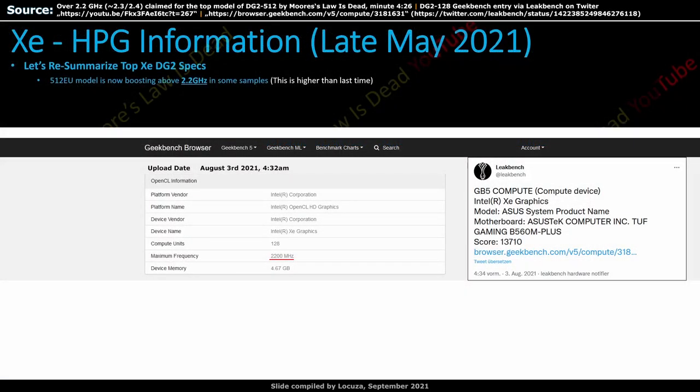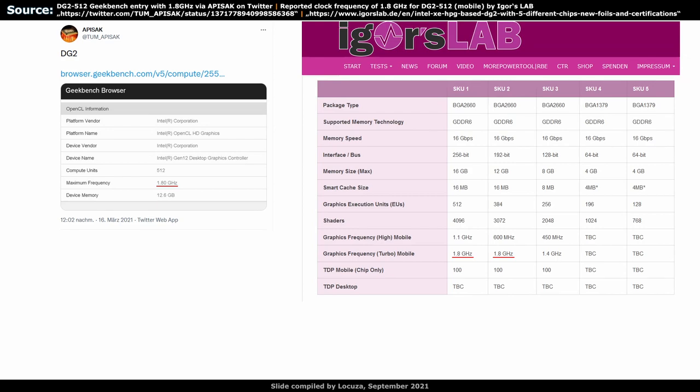This would align with claims made by Moore's Law is Dead, or rather his sources, which mentioned 2.2 GHz and above, like 2.3 and 2.4 for the top model. Recently, Leakbench found a Geekbench entry for the small DG2-128 chip with a reported clock speed of 2.2 GHz, so that would align if no tricks are played. Previously, Apisak found an entry for DG2-512 with 1.8 GHz on Geekbench. According to Igor's Lab, that's the planned clock frequency for the mobile products. As such, I'm going to use 1.8 and 2.2 GHz for the final throughput numbers. If Intel achieves more than that on average, then even better.